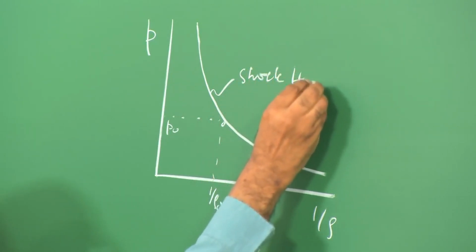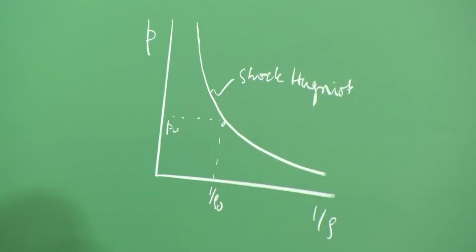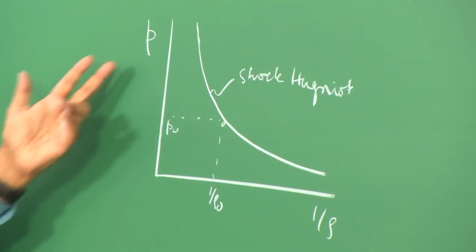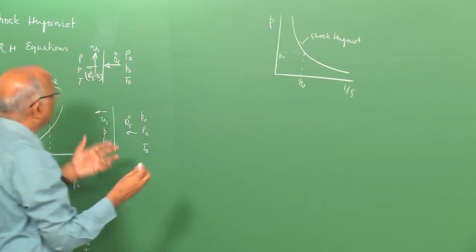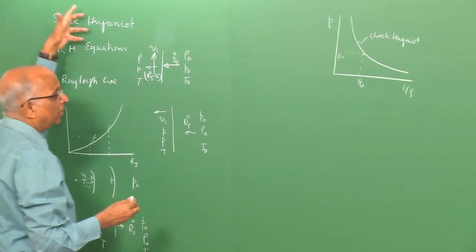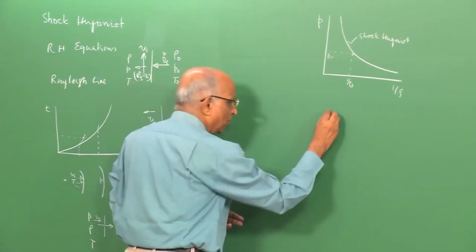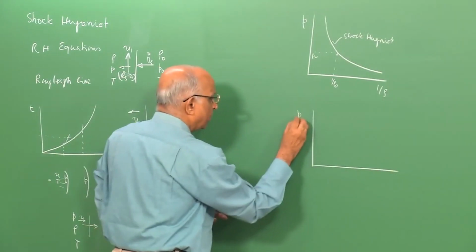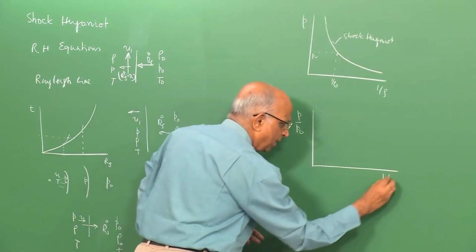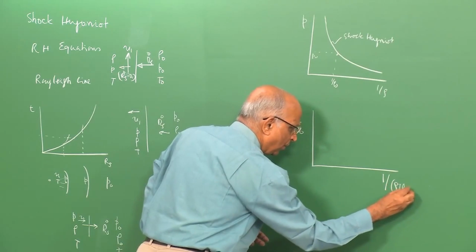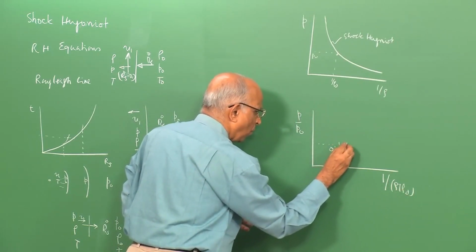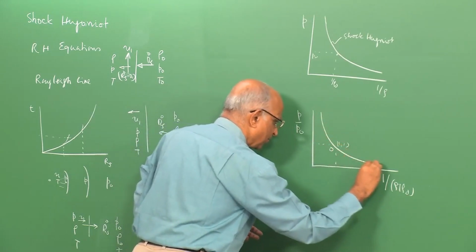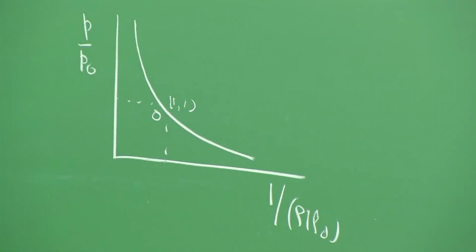We went one step further, we were not interested in this alone, we wanted P by P0 divided by 1 divided by rho 0, for which we said yes, I could modify my shock Hugoniot equation to give me what we called the Rankine-Hugoniot equation, and we got P by P0 as a function of 1 divided by rho 0, in which case my initial point becomes, let us say, O 1.1, I have the Rankine-Hugoniot equation which predicted this particular curve.